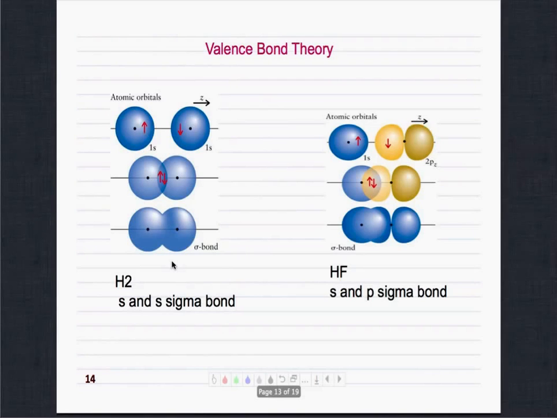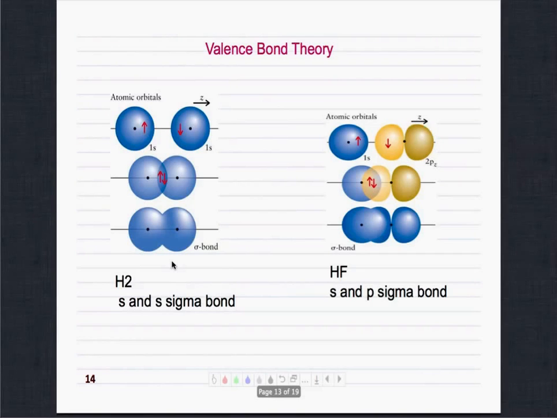Now what if I have HF? What about the bond in HF? So I know that H is 1s1 as electronic configuration, and I know fluorine is 9, and I'm going to write it in the opposite way so it's closer to this: 1s2, 2s2, 2p5. So in this case, this is the fluorine, this is the hydrogen. The hydrogen needs 1 electron and the fluorine needs 1 electron.